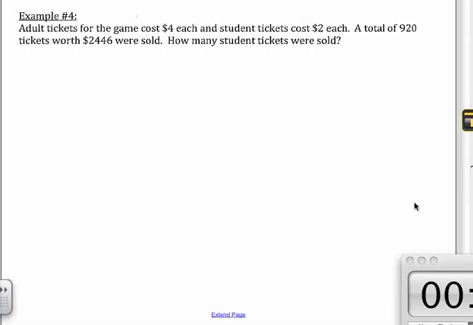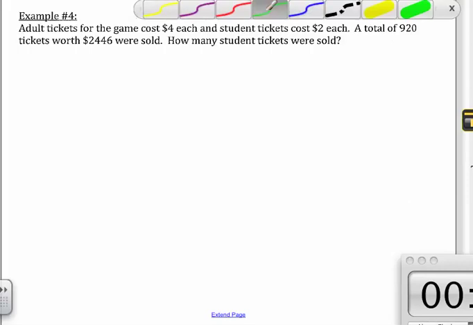and then we plug one equation into the other one. So when we look at this one, it says adult tickets for the game cost $4 each, and student tickets cost $2 each. A total number of 920 tickets. Okay, so there's the number of items. So I know now that adults plus students equals 920 tickets. That's how many tickets I sold. So this is the equation that deals with the number of items.